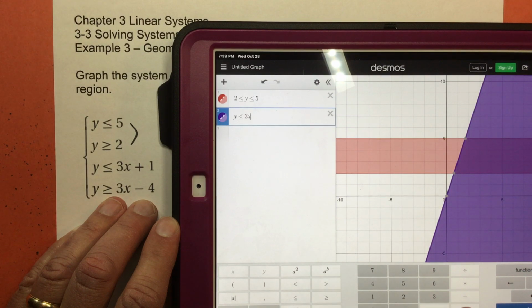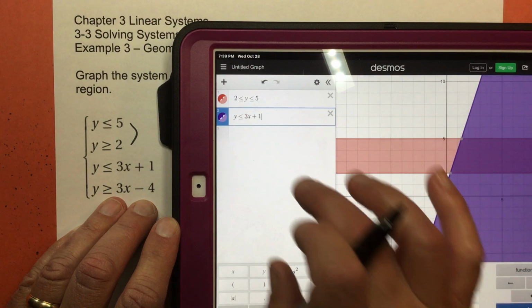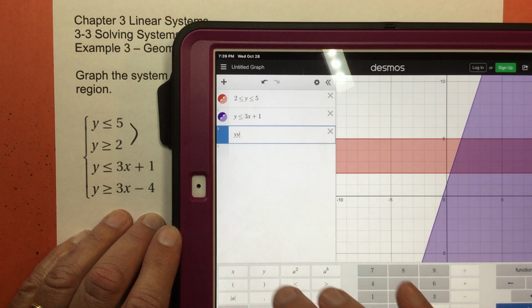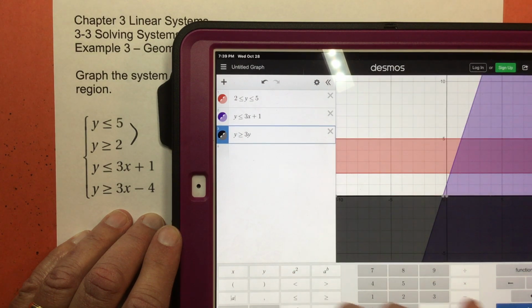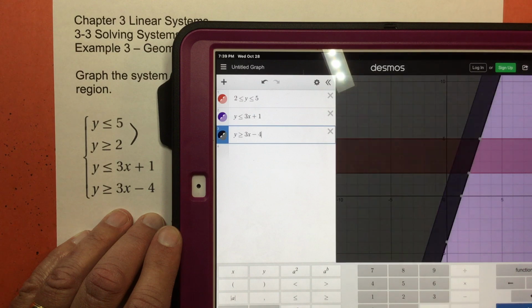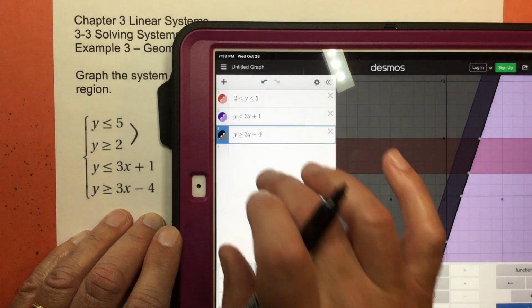3x plus 1, and then y, oops, hit that too many times. Y is greater than or equal to 3x. Like I said, I don't like using this keyboard. Subtract 4. Okay, now look what happened.